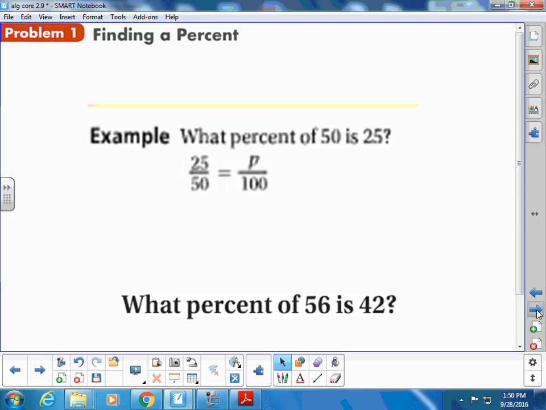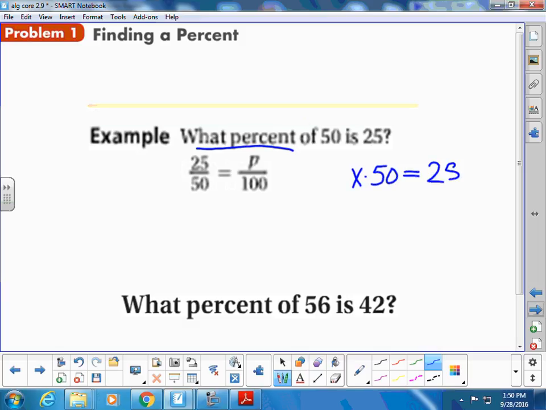What percentage of 50 is 25? The book does it one way. I do it another way. I just try to figure out what these words are. What percent? So that would be an x, right? Because I don't know what percent. So it's asking me a question. What percent of 50 means x times 50, is, that word's equals, 25.